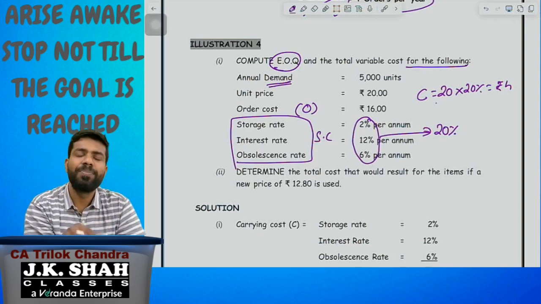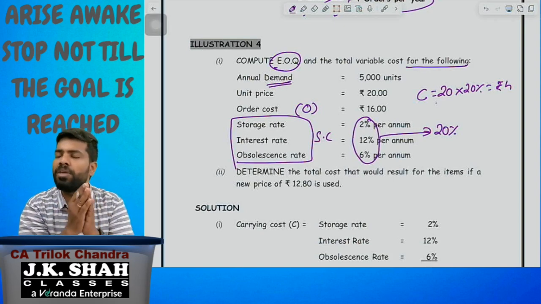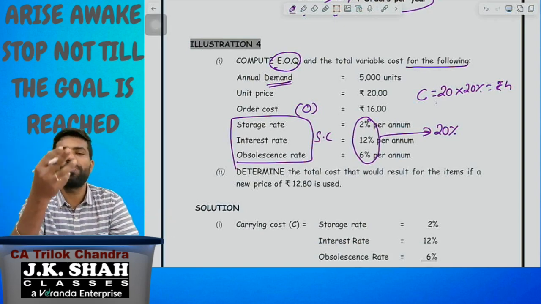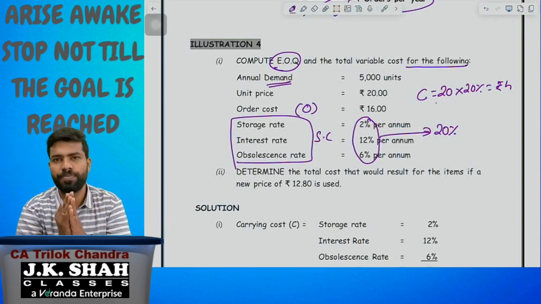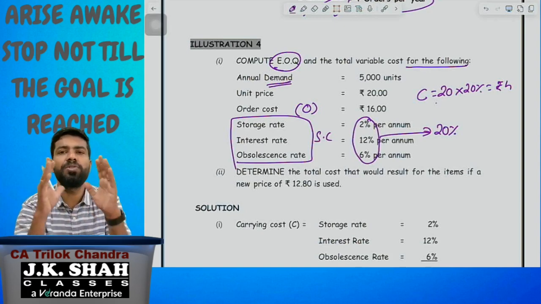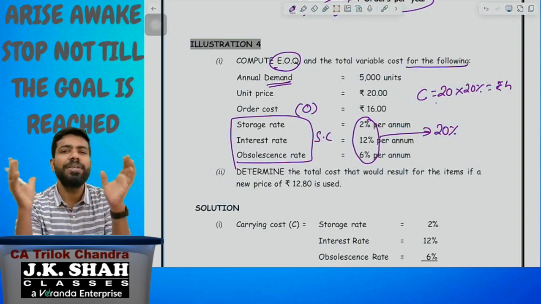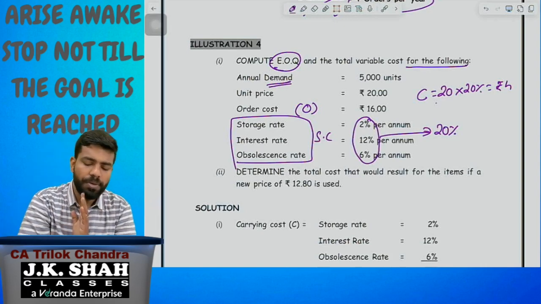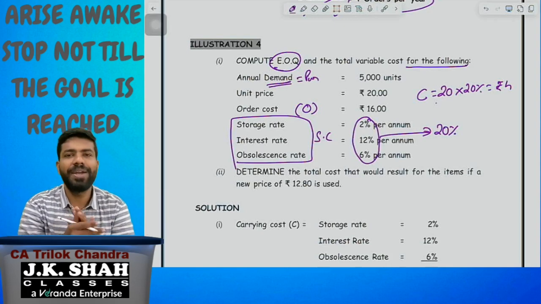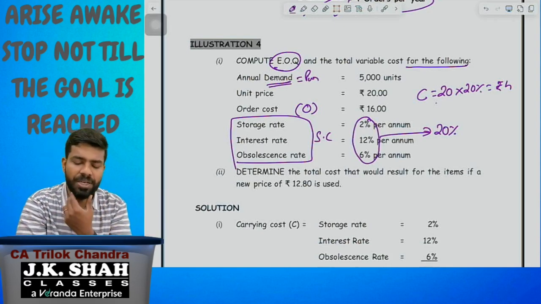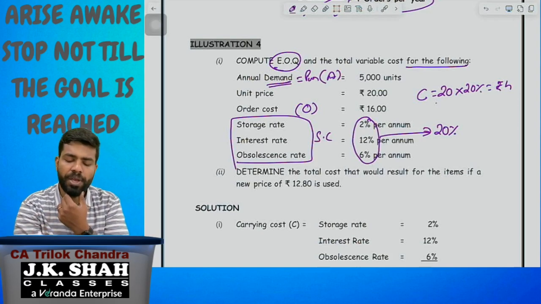In this case, no further information is provided. This demand is the finished good. That means the company is purchasing and selling the goods. That means the company is into trading, not into manufacturing. When the company is into trading, they are going to purchase and sell. So demand equals purchase, because there is no opening stock, closing stock. This will be taken as the A. We know A, O, C.